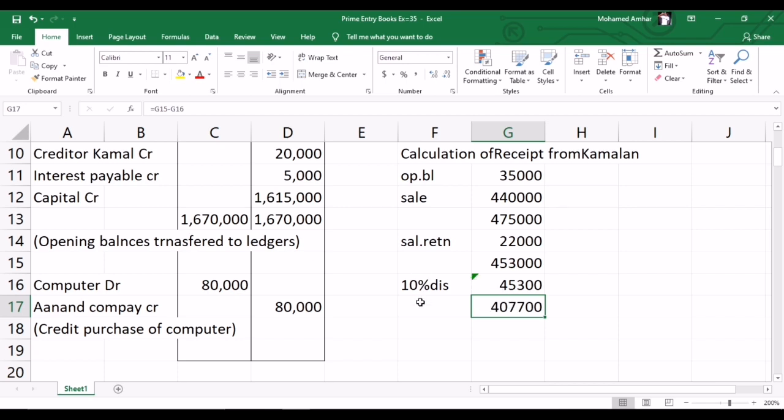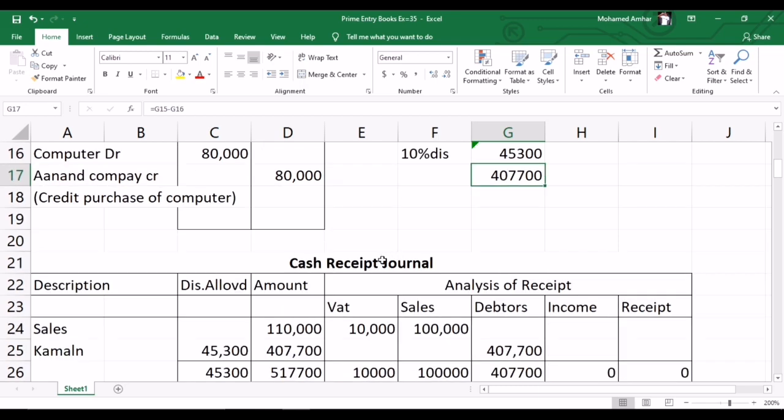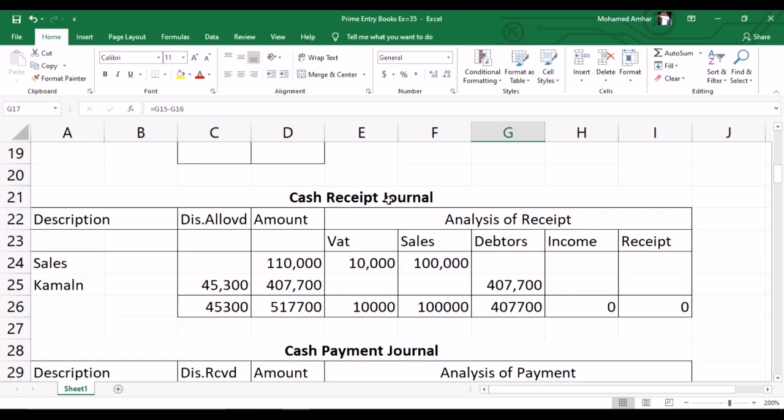So it is a cash receipt. So you have to record it in the cash receipt journal. Right, under the description, Kamalan, and discount allowed is 45,300. So the balance amount that Kamalan is giving is 407,700, and record that 407,700 under the receipt of debtors column also.